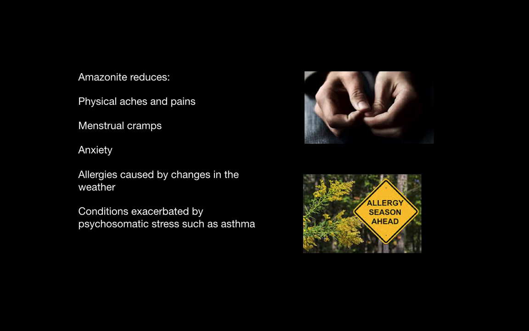Amazonite also reduces physical aches and pains, menstrual cramps, which are associated with the trajectory of the liver channel, anxiety, allergies caused by changes in the weather, or conditions that are made worse by psychosomatic stress, such as psychosomatic asthma.